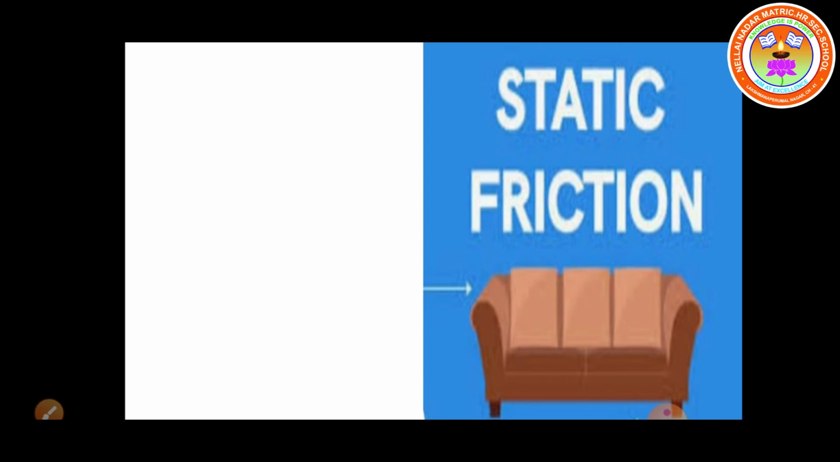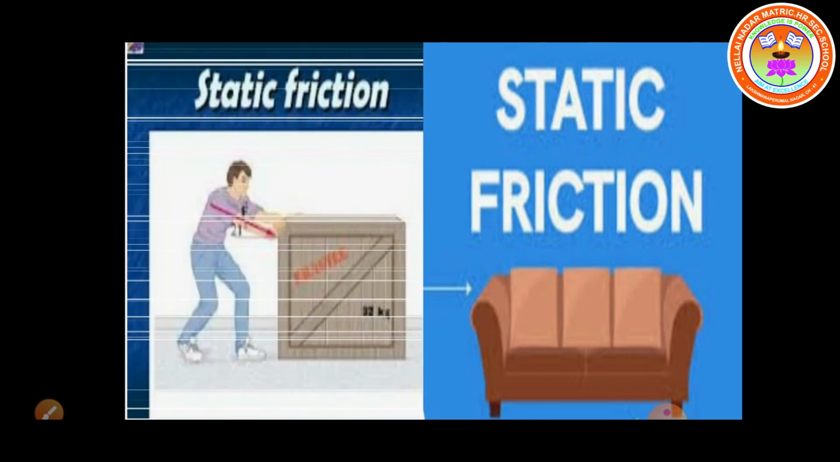Static means rest. So the friction experienced by the bodies which are at rest is called static friction. Let us consider the sofa. It's always in the rest position only, isn't it? So the friction experienced by the bodies which are at rest is called static friction. Example: all the objects rigidly placed to be at rest on the earth, for example, a knot in the thread. So these are the examples of static friction.